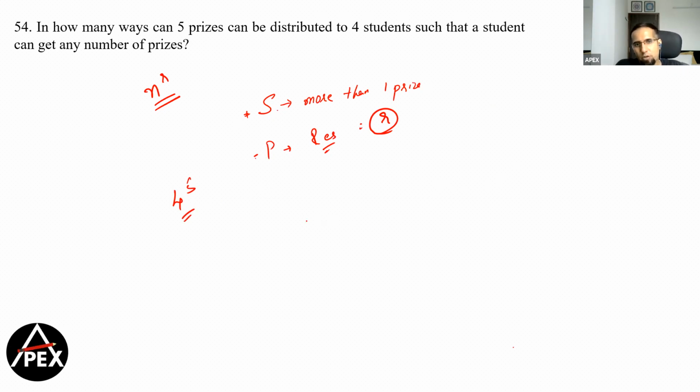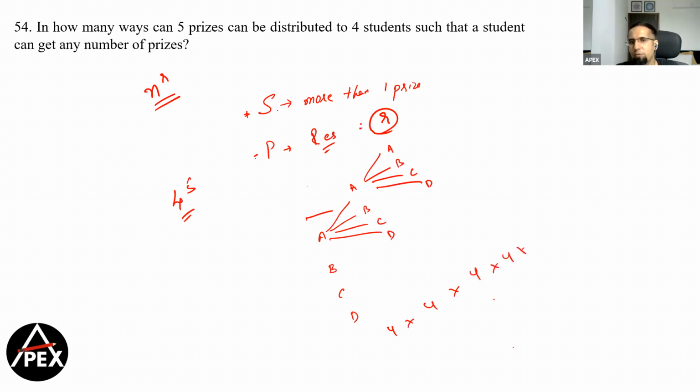I repeat, guys, it's similar to this: the first prize can be given to any of the 4 students, right? So either A can get it, or B, or C, or D. The second prize can go to A or B or C or D. The third prize can go to A or B or C or D. Are you able to understand, guys? 4 into 4 into third prize into fourth prize into fifth prize. Got the logic now, guys? 4 to the power 5. Great.